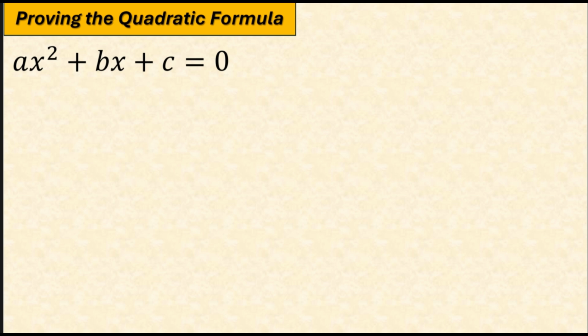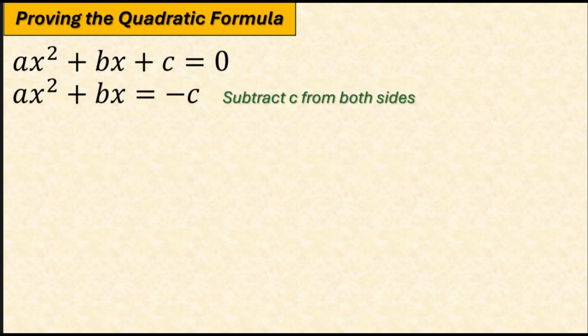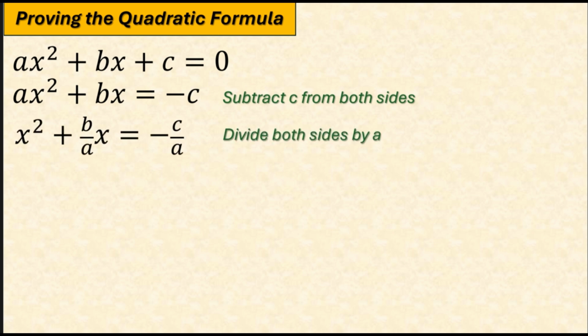This is done by the method of doing the same operation to both sides of the equation. First, we're going to subtract c from both sides, getting you that ax squared plus bx is equal to negative c. Then we're going to divide both sides by a, leaving you with x squared plus b over a x is equal to negative c over a.